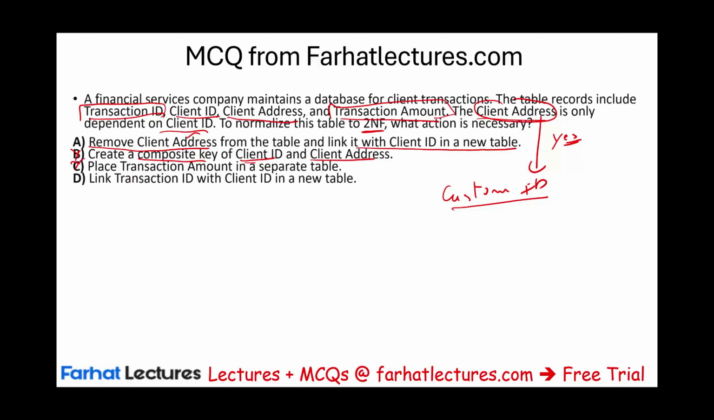So C is out. Link transaction ID with client ID in a new table. It does not address the partial dependency problem. It just simply rearranges existing relationships without normalization benefit. So you don't link the transaction ID with client ID in a new table. That's not what we are looking at. You would go back and say, okay, we have a transaction ID and client ID, and the address is dependent on the client ID, so you did not solve the problem. So the answer is: remove the client address from the table and link it with the client ID in a new table.